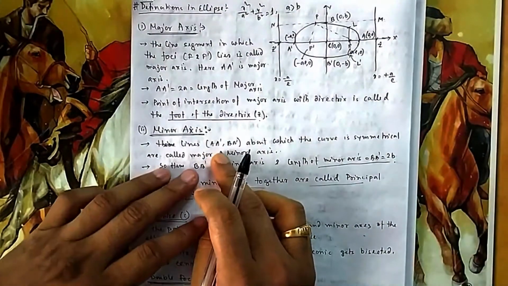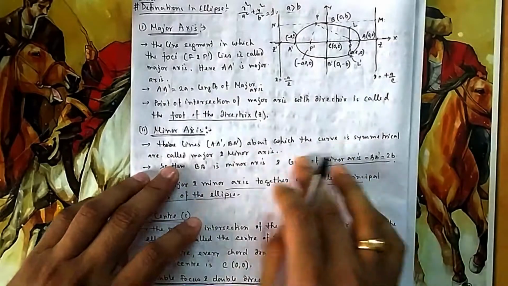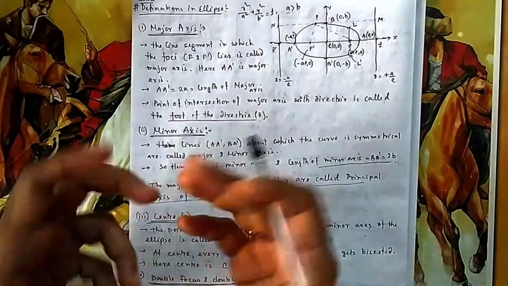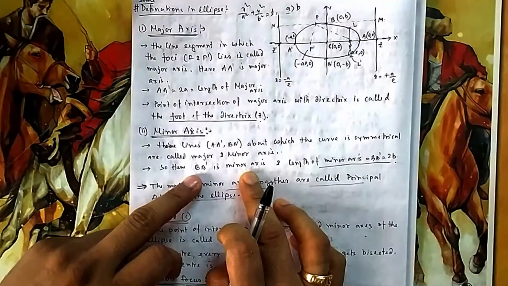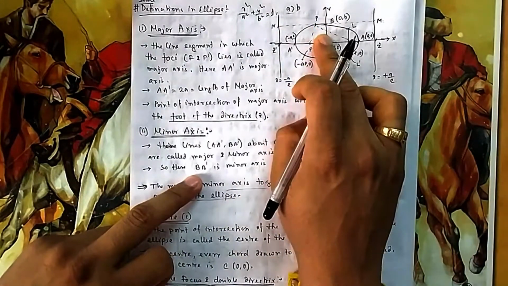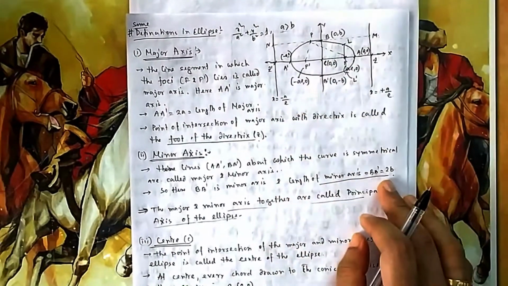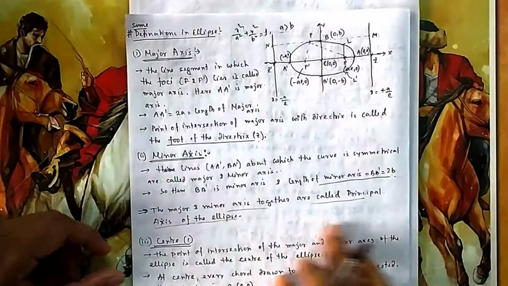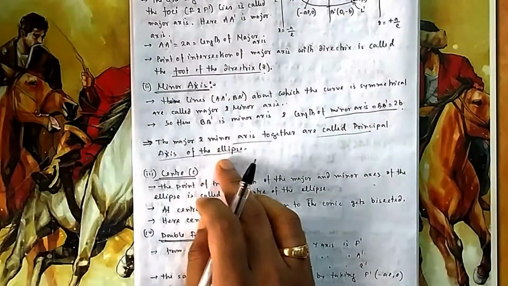Now what is the minor axis? This line A A dash and B B dash, these two are axes we have seen, because the curve is symmetrical about these. So these are known as major and minor. Major is where the focus is. So obviously the other one is the minor, B B dash. And the length of this one you have seen, it is b plus b, so it is 2b. So major and minor axis together are known as the principal axes of the ellipse.